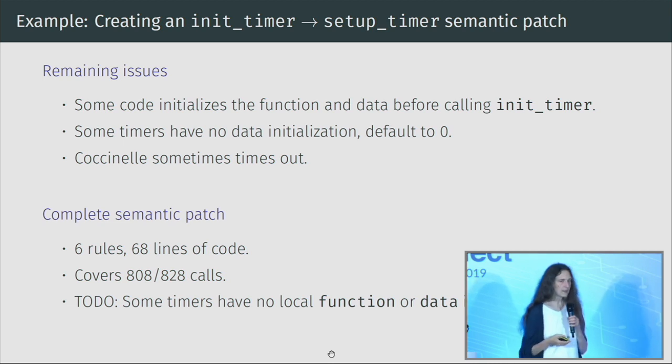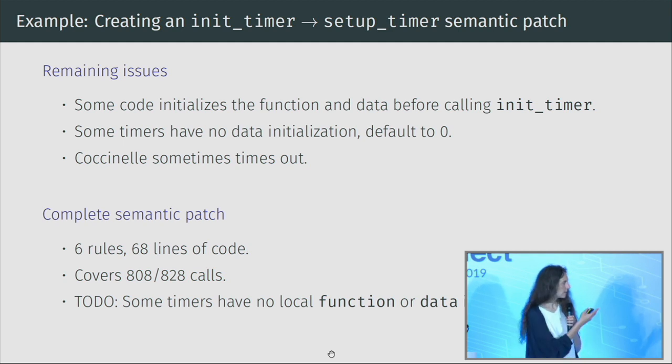We also find that Coccinelle sometimes times out, or takes a really long time to run. In those cases, since we don't know whether the function and data things come before or afterwards, whatever choice we make, we're going to do a lot of searching on code where we've made the wrong choice. There's a way to improve that as well. And in the end, we end up with 6 rules. There's only 68 lines, and it covers 808 function calls.